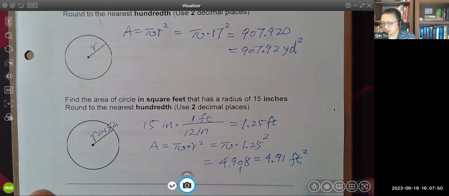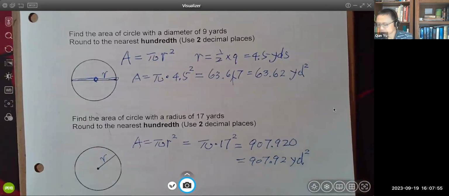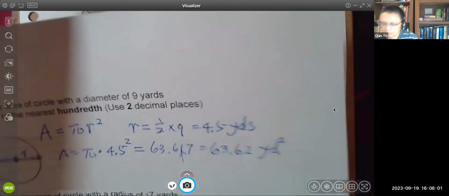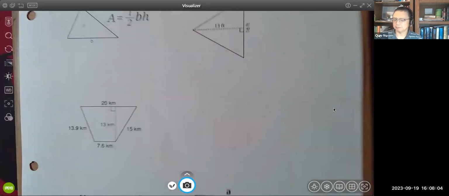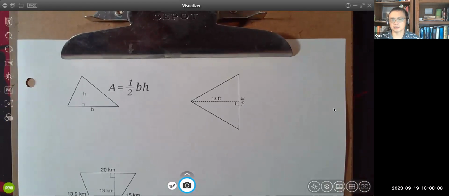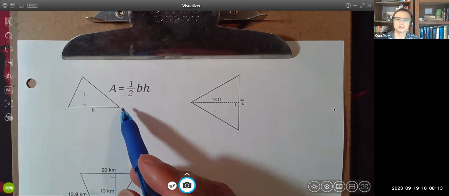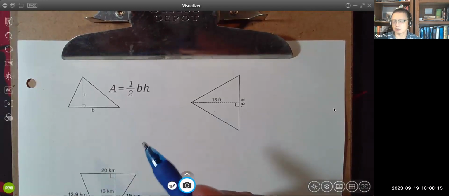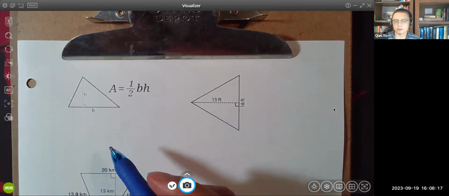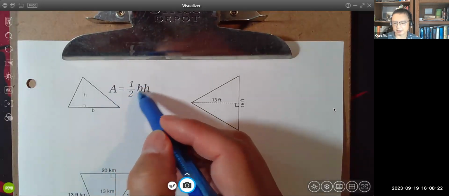Now, let's look at our second page. We have 2 pages for this video. Our next example is to find the area of this triangle. This is a demonstration of a formula. When you calculate the area of a triangle, you need to use this formula: half times base times height.